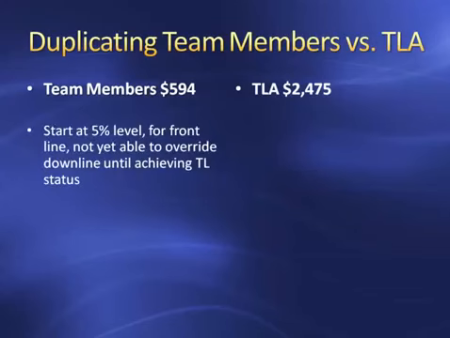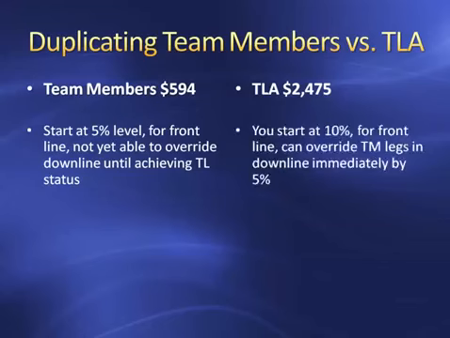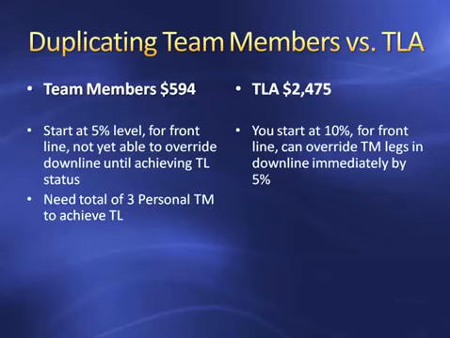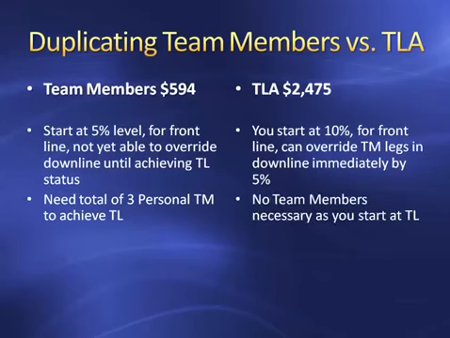On the left, you start at the 5% level for frontline, but you are not yet able to override downline until achieving the team leader status. On the right, under TLA, you start at the 10% level for frontline and can override team member legs in the downline immediately by 5%. On the left, duplicating team members, you need a total of 3 personally sponsored team members to achieve team leader. Coming in at a TLA, you don't need any members because you start at team leader.